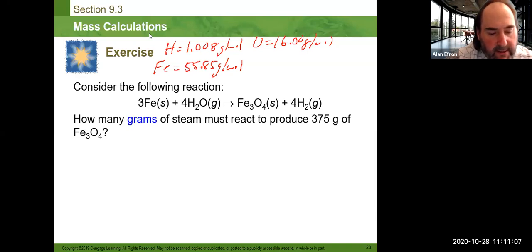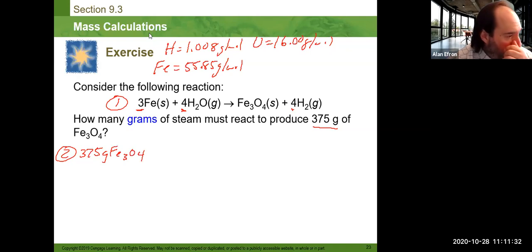Okay, so let's take a look here. So again, same sort of steps. In this particular case, I do see coefficients, so I'm going to be pretty confident that it is balanced. You can always double check, but it does look like it is balanced here. So that means we're going to take what they gave us, which was 375 grams of Fe3O4, and we do want to convert it to moles.